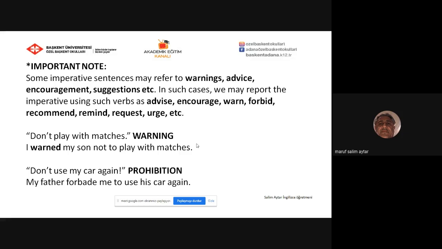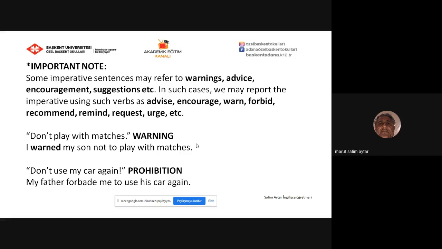There's an important note you need to remember all the time. Some imperative sentences may refer to warnings, advice, encouragement, suggestions, etc. In such cases, we may report the imperative using such verbs as advise, encourage, warn, forbid, recommend, remind, request, urge, etc. Have a look at the examples.